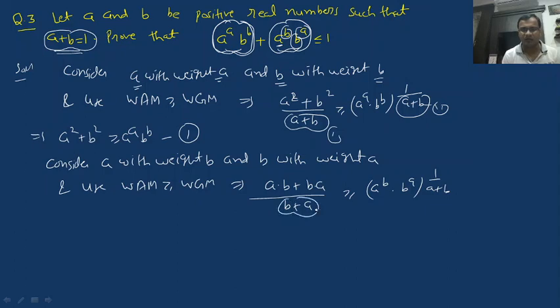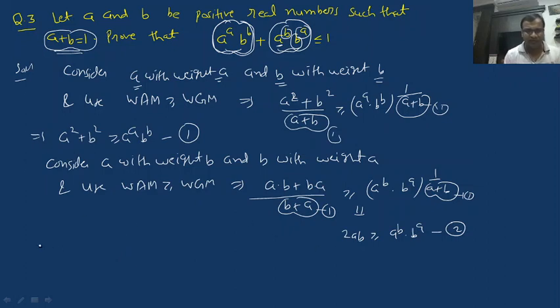Again, a plus b is what? This quantity is 1. This quantity is also 1. Therefore, we can write it as 2ab is greater than or equal to a to the power b into b to the power a. This is the second result.